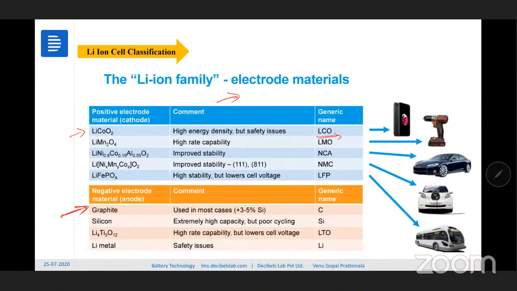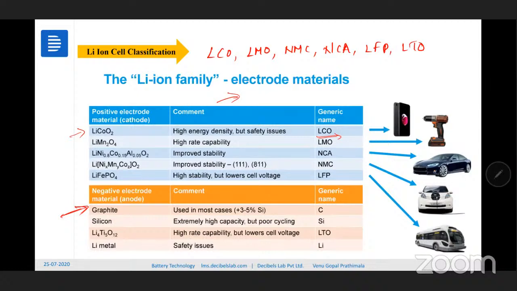Based on this, we now have lithium cobalt oxide, lithium manganese oxide, NMC, NCA, LFP, and LTO. Lithium cobalt oxide is the first lithium ion cell technology, which was introduced by Sony in 1991.